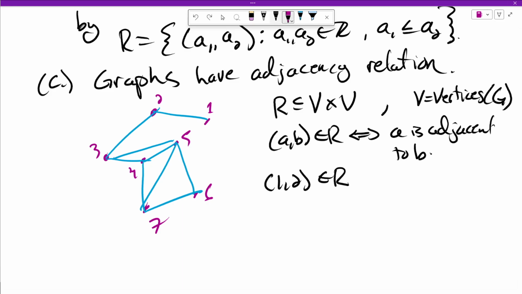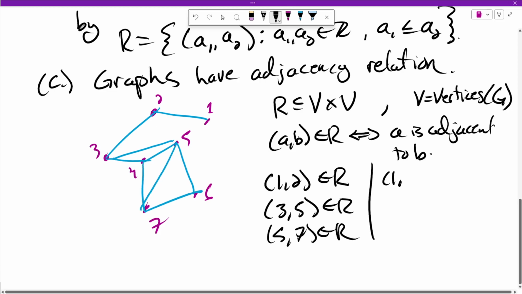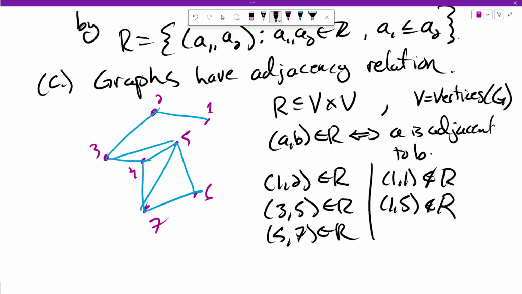We have something like (3, 5) is in R. We have (5, 7) is in R. Things that we don't have in R are things like (1, 1). There's no edge joining 1 to itself. There's no edge joining, say, 1 to 5, or really 1 to anything that's not 2, and so on. Okay, so this is another more interesting example of a relation. It's the adjacency relation on the set of vertices of a graph.